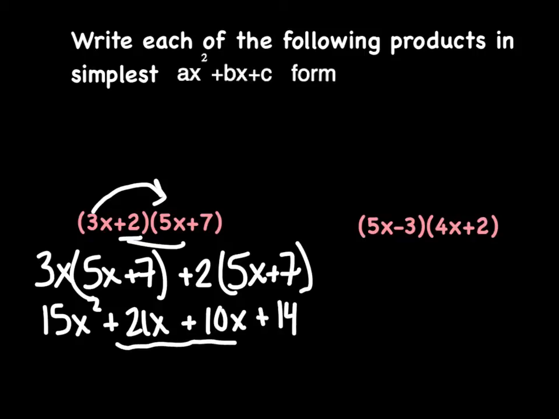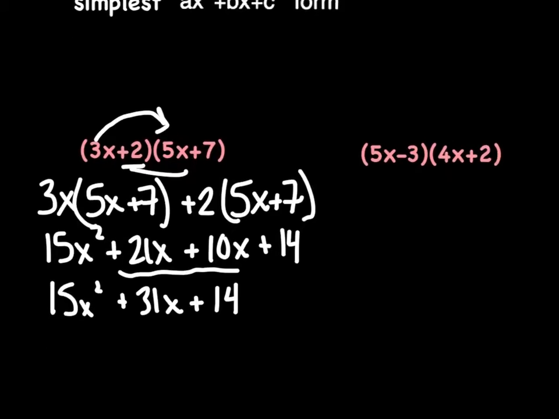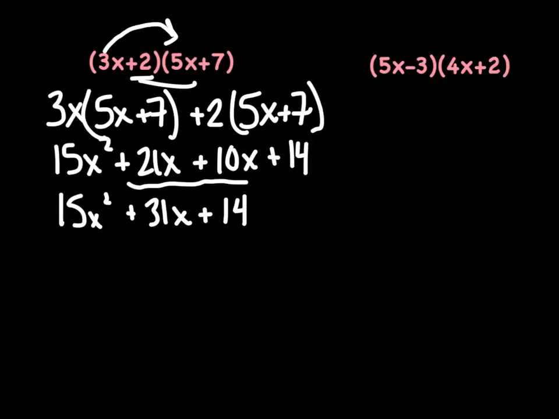My x's go together. So 15x squared plus 31x plus 14. So let's make a note. That's one method. That's the distributive method that we talked about earlier in the year. Another method that you're probably familiar with is an acronym called FOIL, which stands for, and if you're not sure, write it down, first, outer, inner, and last. So let me now do the FOIL method.